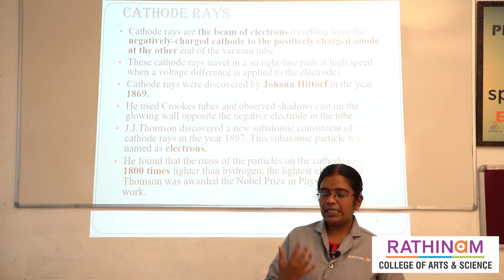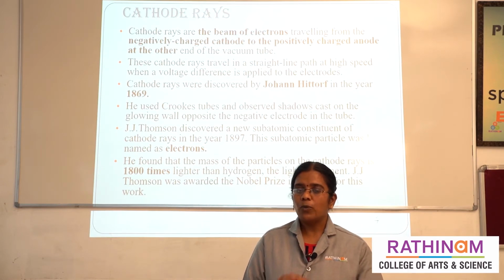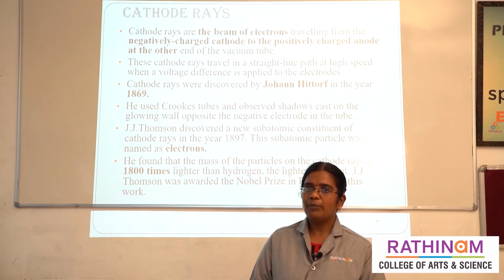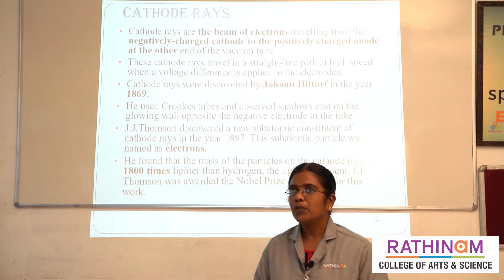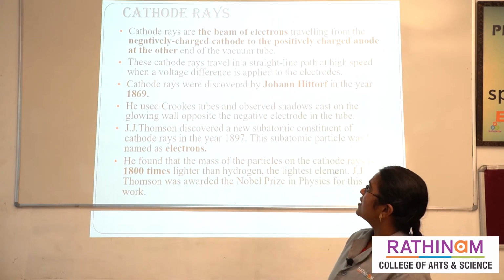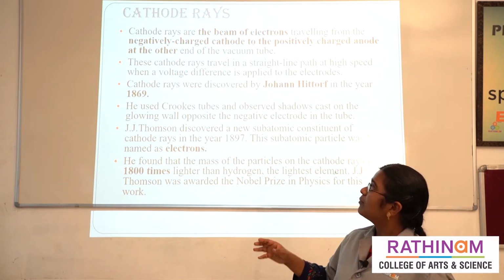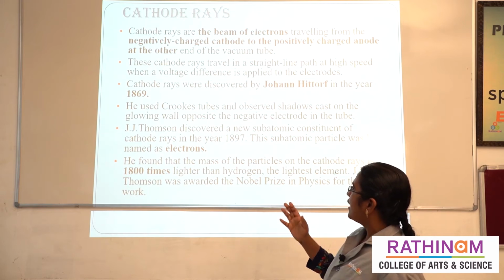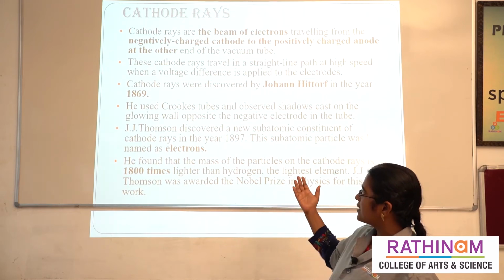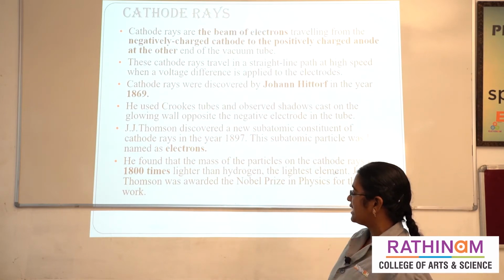In this presentation, we are mainly focused on the electron and proton, because based on these elementary particles, we get cathode rays and anode rays. Cathode rays are nothing but a beam of electrons traveling from the negatively charged cathode to the positively charged anode, and cathode rays were first discovered by J.J. Thomson in the year 1897.